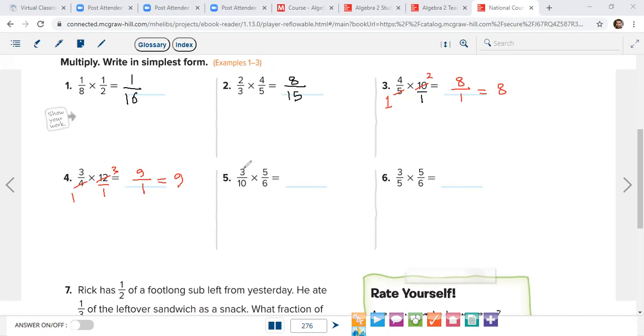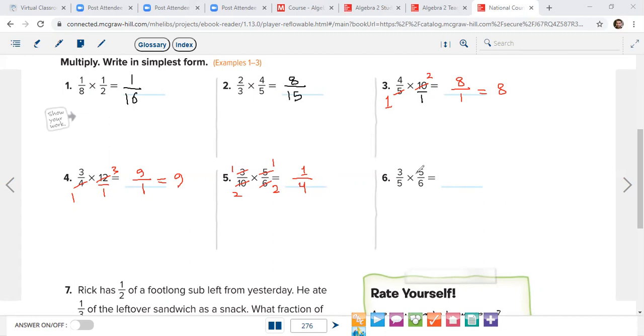Also here I have cancellation between 3 and 6 because both are divisible by 3. Also I have cancellation between 5 and 10 because both are divisible by 5. So divide by 3 will give you 1. Divide by 3 will give you 2. Divide by 5 will give you 1. Divide by 5 will give you 2. So the whole problem is like 1 times 1 is 1, over 2 by 2 is 4. So you have a fraction in simplest form just in one step.